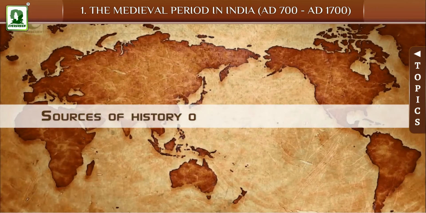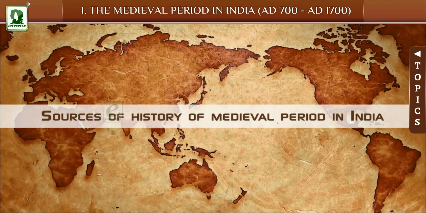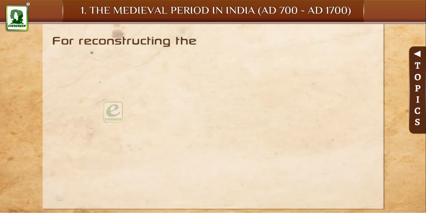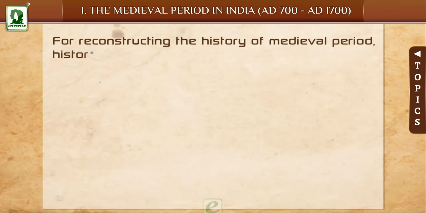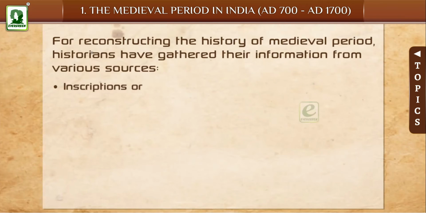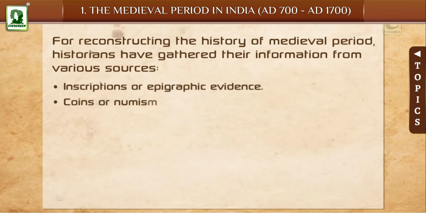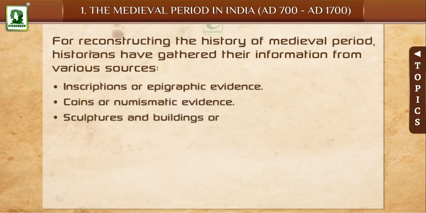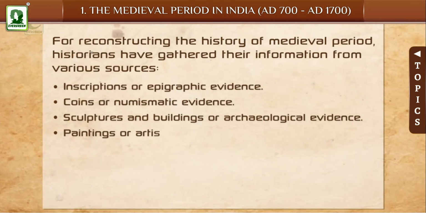Sources of history of medieval period in India. For reconstructing the history of medieval period, historians have gathered their information from various sources: inscriptions or epigraphic evidence, coins or numismatic evidence, sculptures and buildings or archaeological evidence, paintings or artistic evidence, and historical writings or literary evidence.